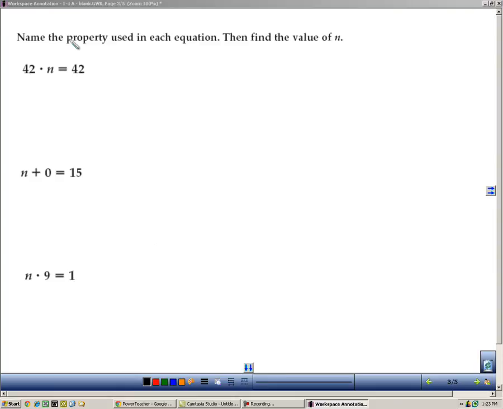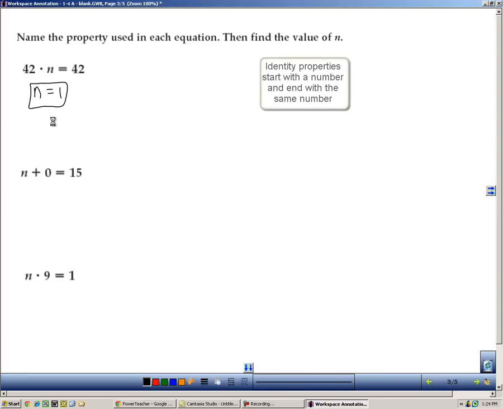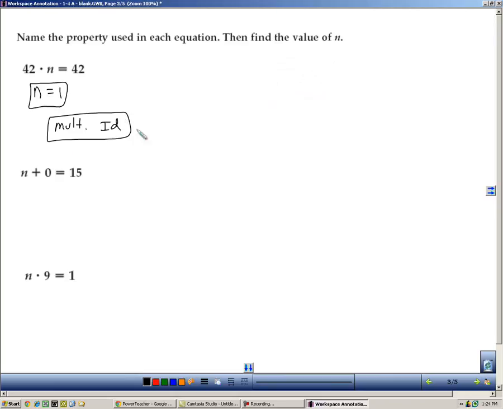Here we're going to do some examples where we name a property that's used in each step and we find the value of n in each equation. I find it easier to find the value of n first, and then that helps me determine what property we're going to use. So the question we have to ask ourselves is 42 times what is 42? And the answer to that is 1. When you multiply 42 times 1, you get a 42. Now, what property says that I can multiply 42 times the number 1 and get the same thing? I start with a 42 and I end with a 42. Sounds like an identity to me. And in this case, we're multiplying. So we'll say the multiplicative identity, or the multiplicative ID, is the property.